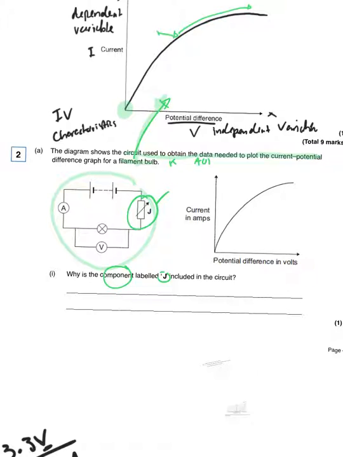Well, it's a rectangle, which tells me it's a resistor, and it's got a line through it, which tells me that it's a variable resistor. I should have written that here.